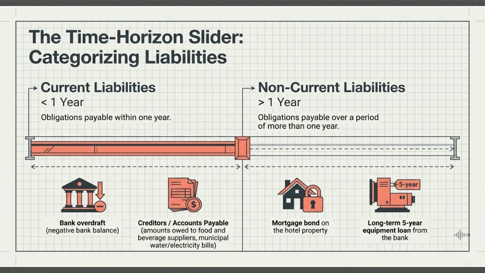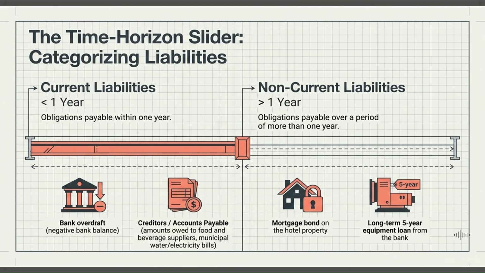Non-current liabilities are obligations payable over a period longer than 1 year. The mortgage bonds over the hotel property, a 5 year equipment loan from the bank. These are the long horizon commitments typically taken on to acquire non current assets, which is a sensible pairing. You finance a 20-year building with a 20-year bond, not with a 30-day supplier account.